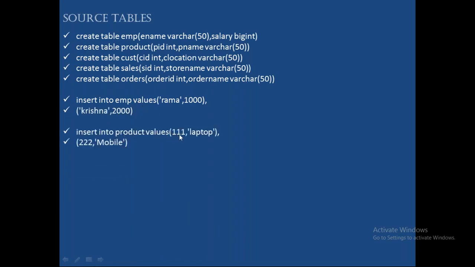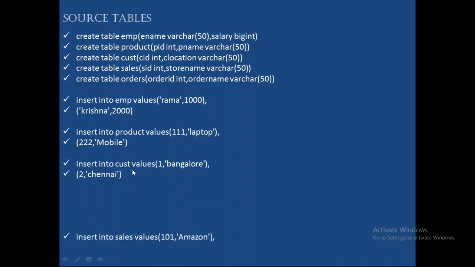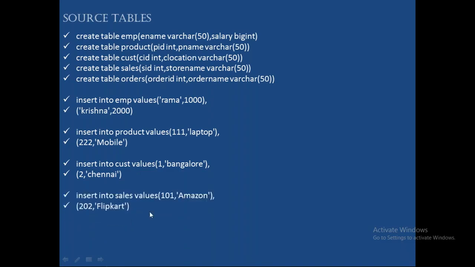Next, product values 111 laptop, 222 mobile. These two records I will insert into the product table. For the customer table, one Bangalore, two Chennai. These two records I will insert into the customer table. In the sales table I will insert these two, then in the orders table, these two records. Okay, clear? You already know how to create a table and how to insert records into it.